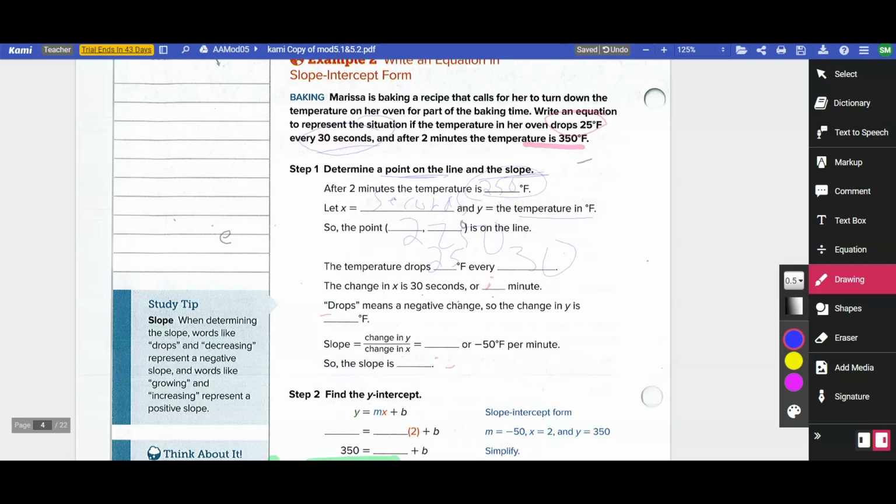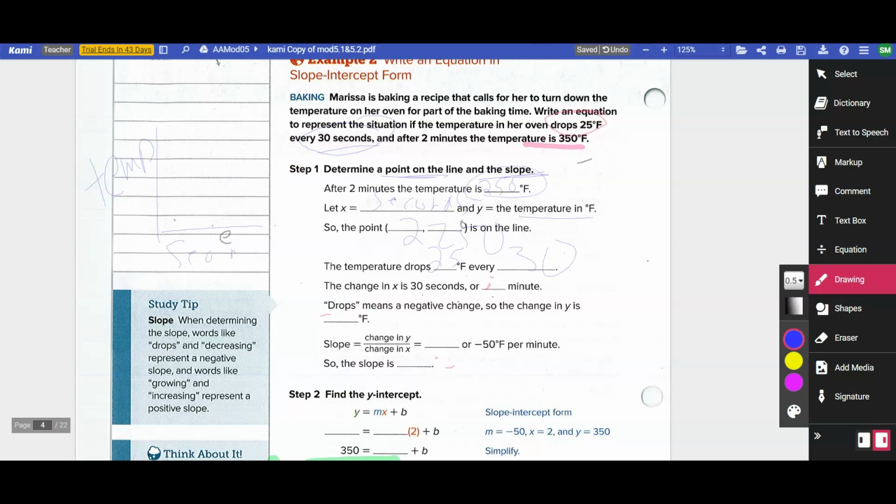So in finding our slope, we know that temperature drops 25 degrees every 30 seconds. Okay, so that's the temperature. Think about my graph. This is my temp. So my change in Y is 25 degrees every 30 seconds. Now my change in X, this is our time.